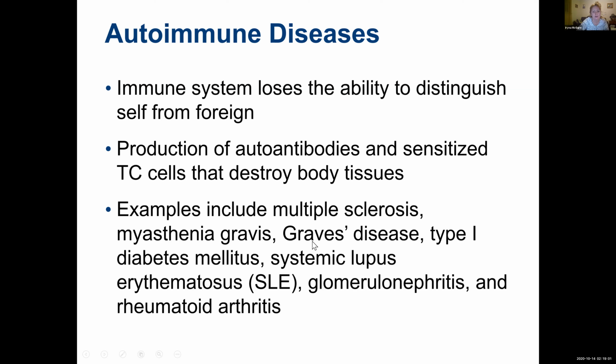Graves is your thyroid gland. Diabetes mellitus is your pancreas. It can affect your skin. It can affect your kidneys. It can affect your joints. So pretty much your immune system can affect different organs of your body, and based on what organ it affects, it has a different name. Like multiple sclerosis, that's the nervous system. Like Graves' disease, that's the thyroid, right? Glomerulonephritis, kidneys, and so on.